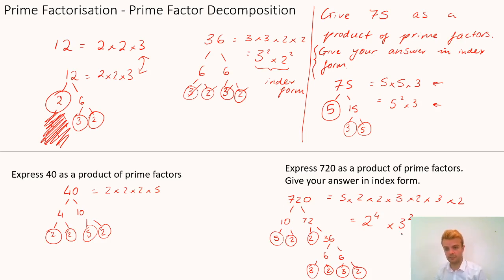And remember, that's what 720 is. If I put this in my calculator, I would get 720. Just the same as how with the 75 up here, if I did 5 times 5 times 3, I will get 75. So that's a little way that you can check your answer to make sure it makes sense.